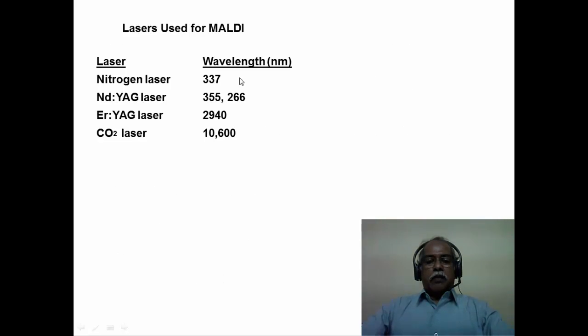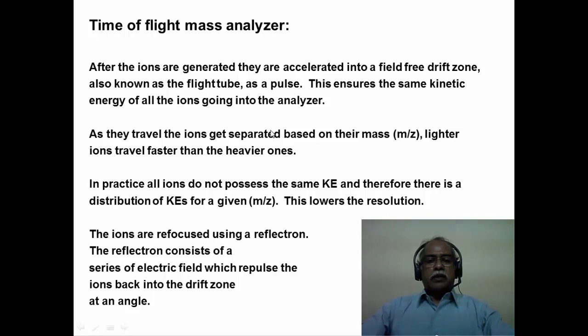onto the MALDI spectrometer. The lasers that are normally used are shown here. As you can see, they can be ultraviolet lasers, near infrared lasers, or far infrared lasers. Typically, a nitrogen laser is what is used in most MALDI spectrometers. Sometimes a YAG laser is also used. The second harmonic and the fourth harmonic generations of the YAG laser are used for this particular purpose.